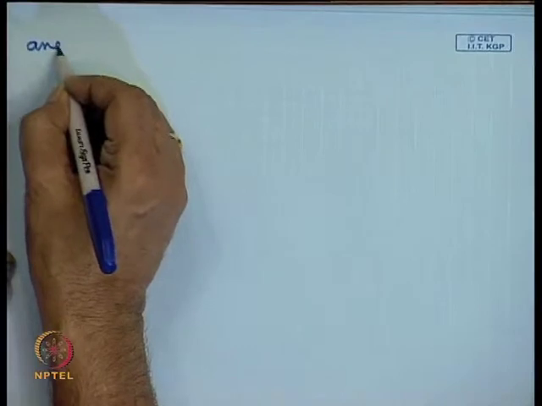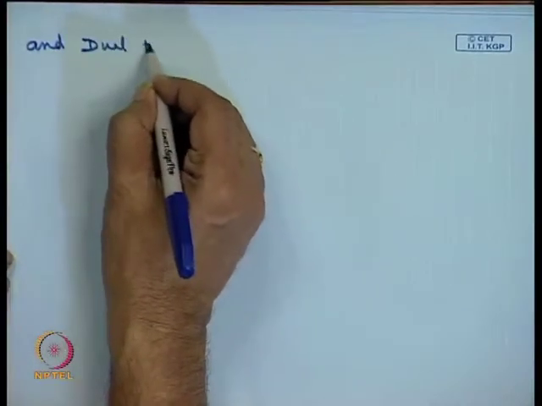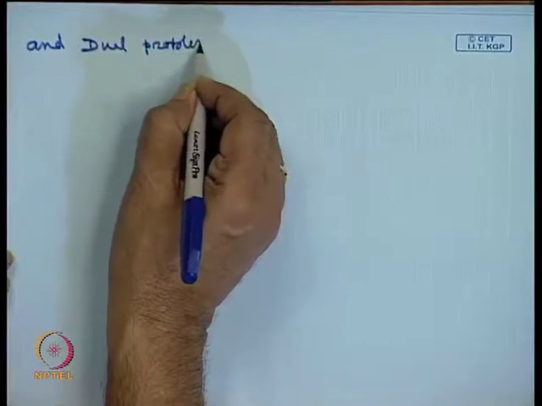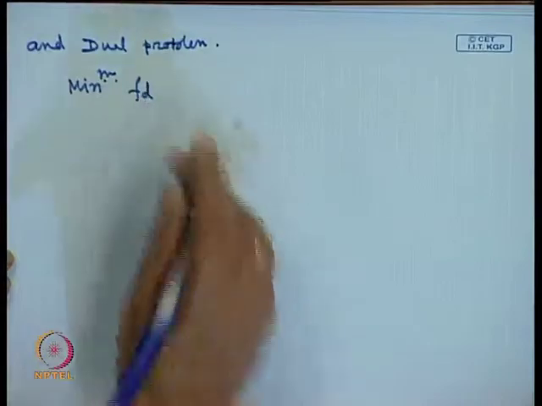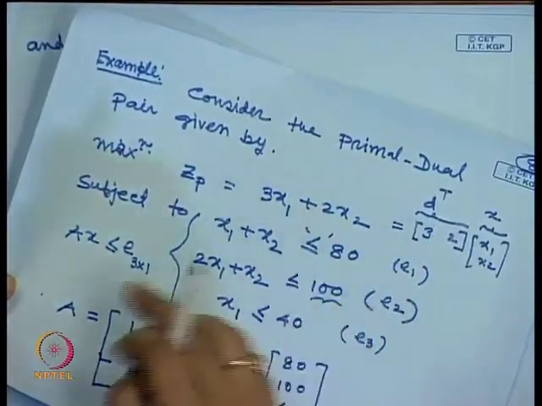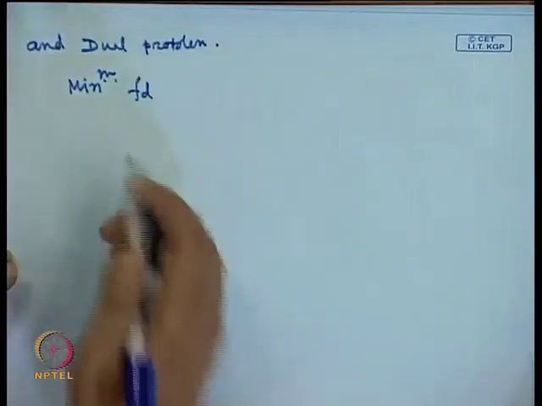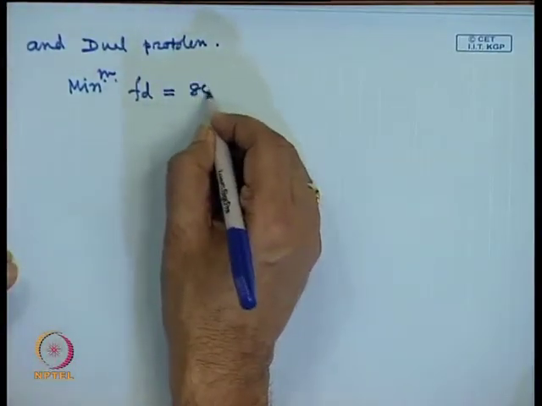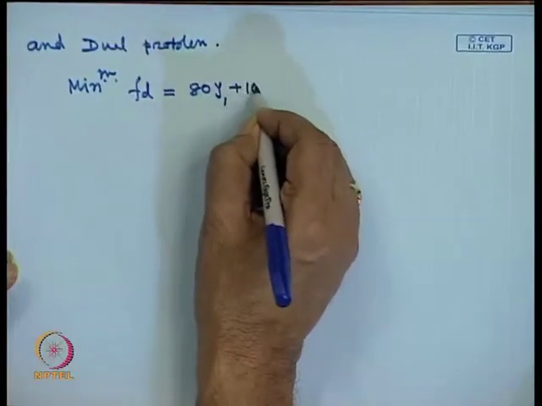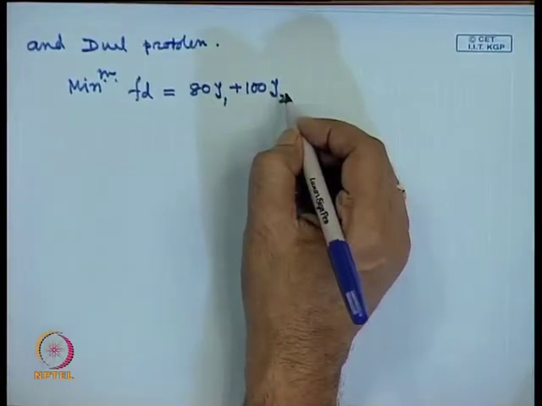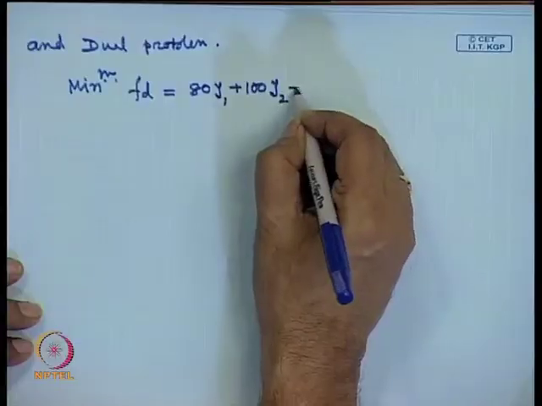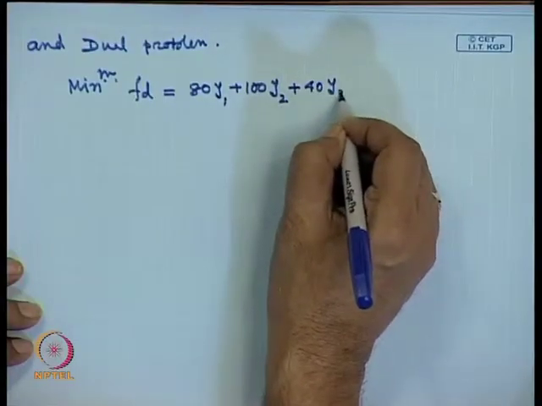Now, the corresponding dual problem: minimize f of d. Now, you see what is this? This will come as a coefficient in the dual problem's objective function. So, that is 80 y1 plus 100 y2. How many variables will be there in the dual problem? Same as the number of inequalities present in the primal problem, plus 40 into y3, and subject to.